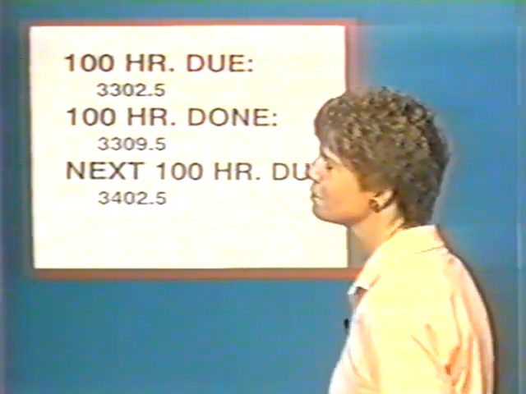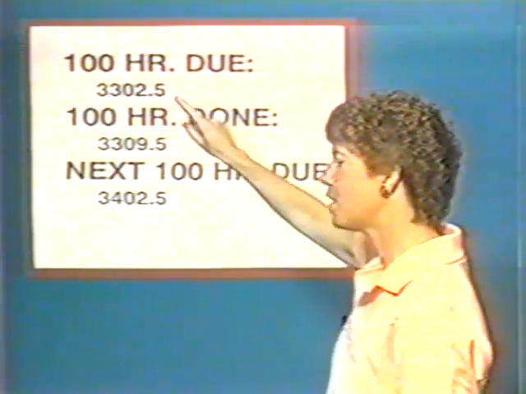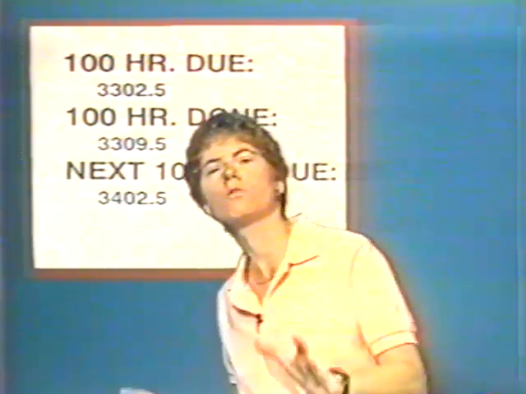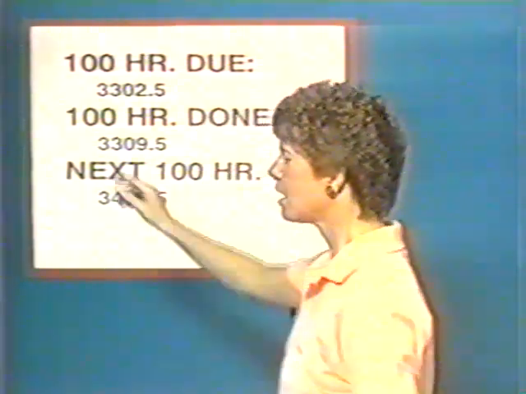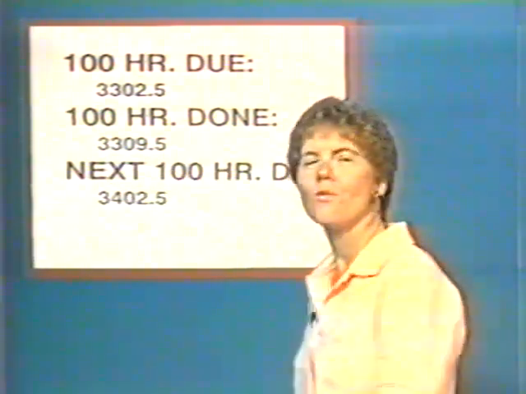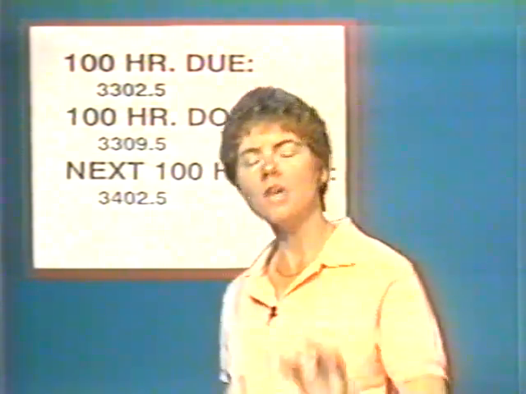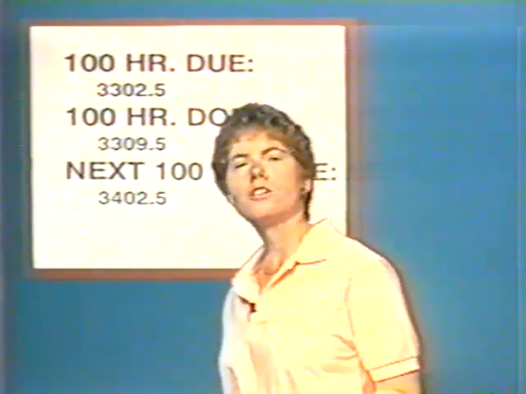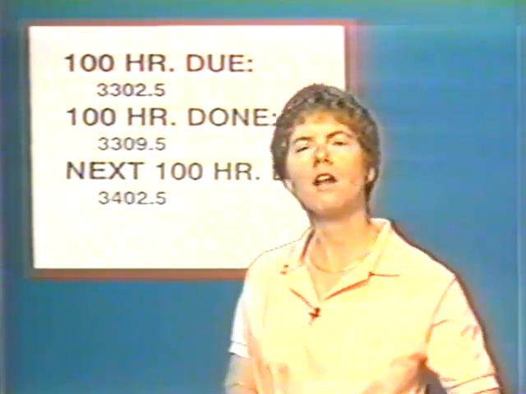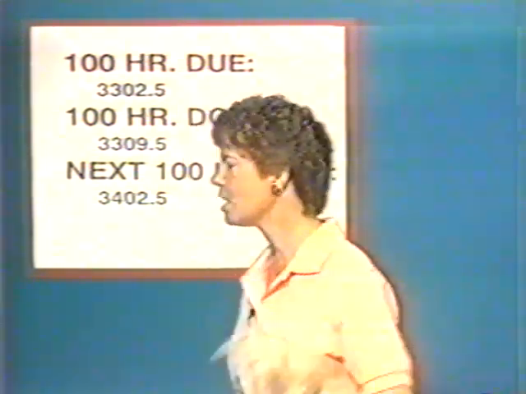So here's what the FAA will throw at you on the written exam. What they're going to say to you is, the 100-hour inspection on the aircraft was due at 3302.5, but you weren't in a place where you could get it done, so it took a little bit of flying to get it back to where the inspection could be done. And the 100-hour inspection was actually done at 3309.5. When, they will ask you on the test, is the next 100-hour inspection due? Well, is it due 100 hours from when it was last actually done, or 100 hours from when it should have been done? 100 hours from when it should have been done.